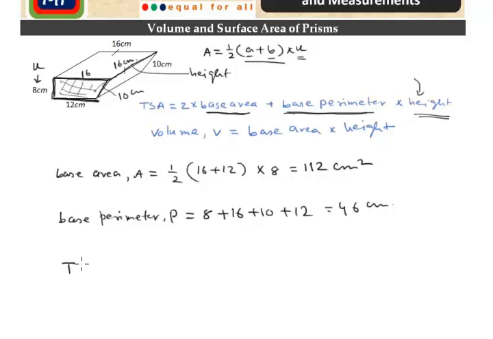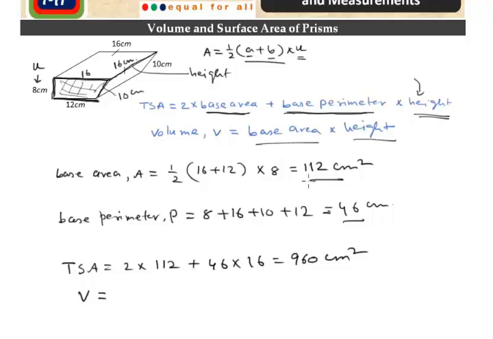So now if we calculate, then the total surface area will be 2 times base area 112 plus base perimeter, which is 46, times height of the prism, which is 16. If we calculate it, we will get 960 centimeter square. And the volume of the prism will be base area times height. Base area is 112 and height is 16. If we calculate it, we will get 1792. The unit will be centimeter cube.